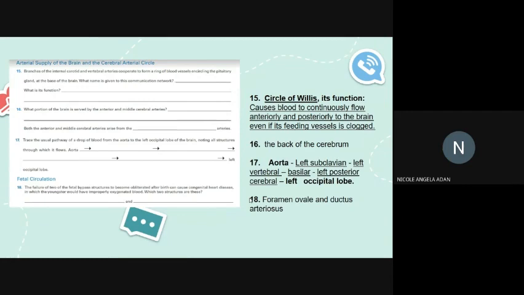Number 16, what portion of the brain is served by the anterior and middle cerebral arteries? The answer is the cerebrum. Number 17, trace the usual pathway of a drop of blood from the aorta to the left occipital lobe of the brain, noting all structures through which it flows. From the aorta, the answer is left subclavian, left vertebral, basilar, left posterior cerebral, and left occipital lobe.